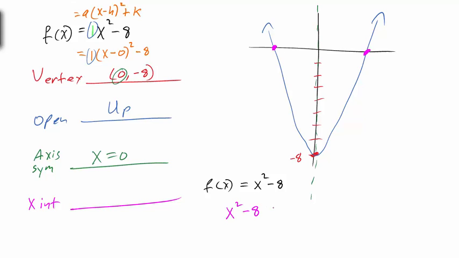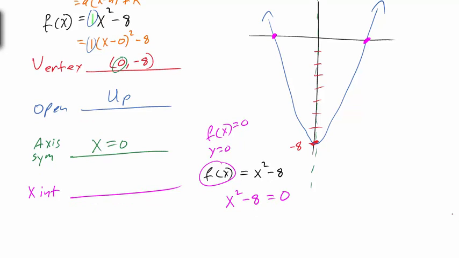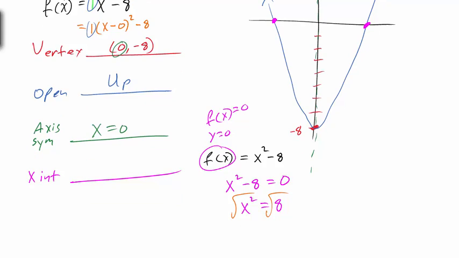So we're letting the y value be equal to 0, or you can say we're letting f of x equal 0. So where does this function equal 0? Well, we have x squared equals 8. And then we need to take the square root to cancel out the square. When we take the square root, keep in mind that means we're going to have plus or minus. So we end up with x equals plus or minus the square root of 8.